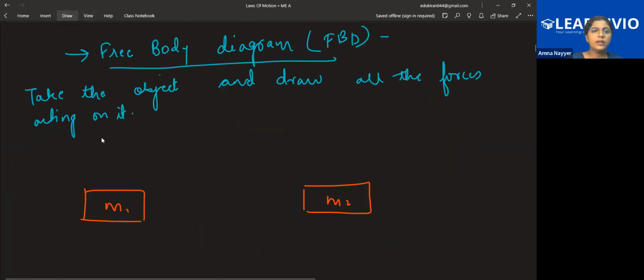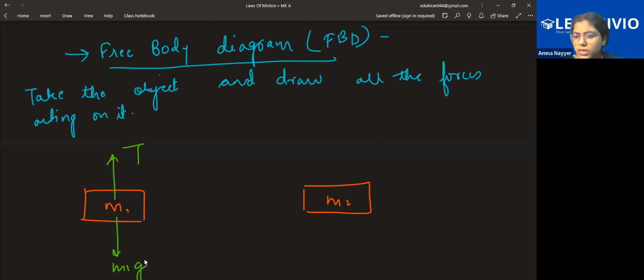Now see, upwards tension is acting, downwards m1g is acting. This is my free body diagram of M1. If any other force was acting, suppose frictional force, viscous force or buoyant force, then we would have drawn that force also here. But right now, since only two forces are acting, I'll draw them. And here also, I'll draw the same tension above, m2g below.